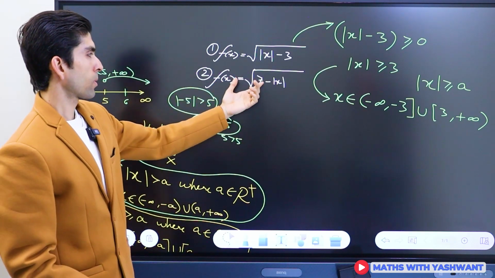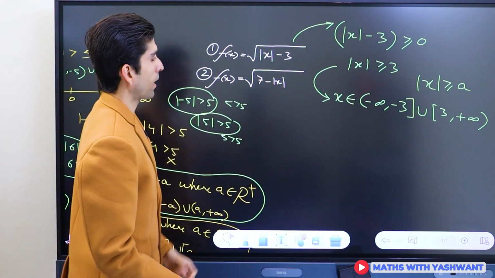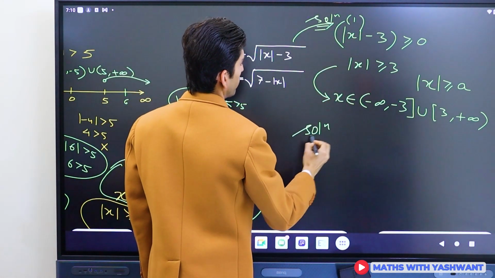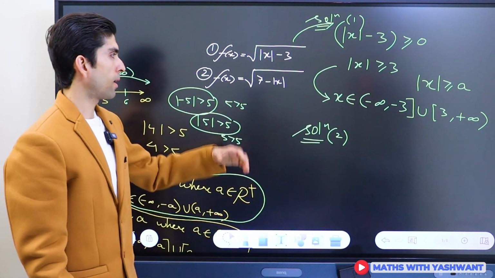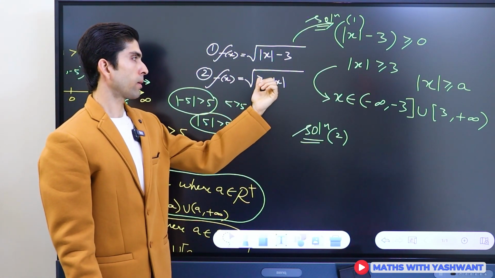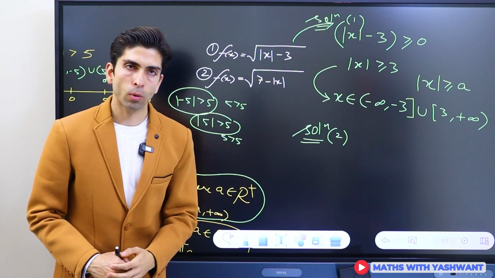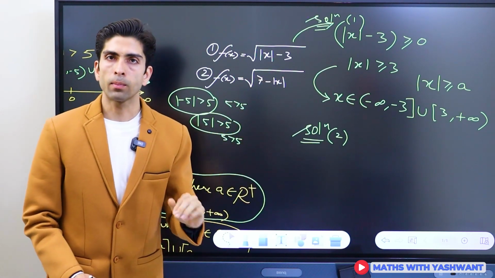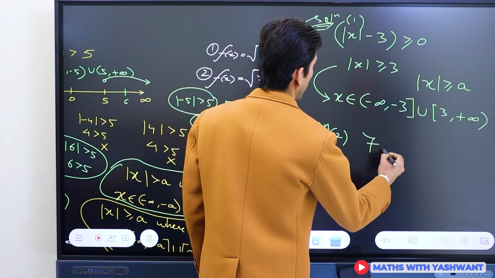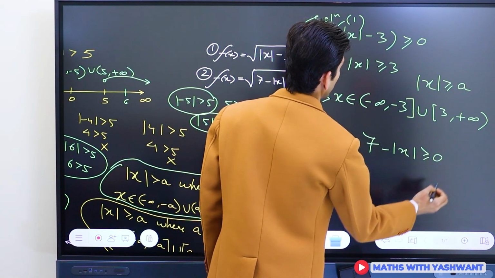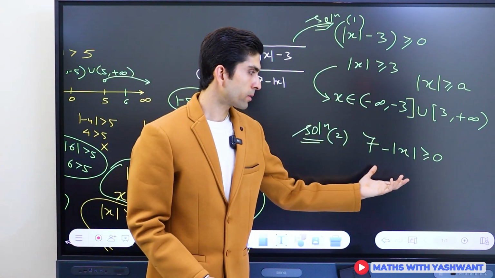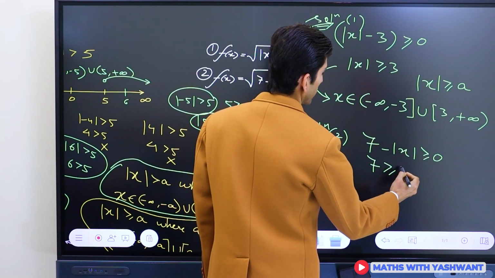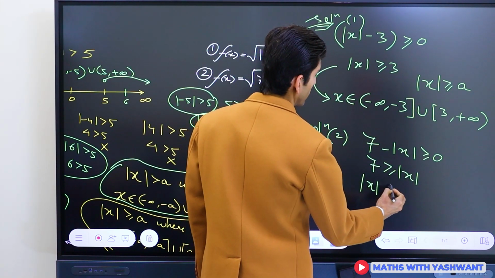Now let's come to the second question. Again we have a square root sign. This is the solution of the first one, and now we are going to solve our second question. Here we have 7 minus mod x written inside the square root sign. Again, we have to make sure that this inner mathematical quantity is either positive or equal to 0. So we have 7 minus mod x greater than or equal to 0. We simplify this and we get the value of x, that will be the domain. So we get 7 greater than or equal to mod x. In other words, we can write mod of x less than or equal to 7.